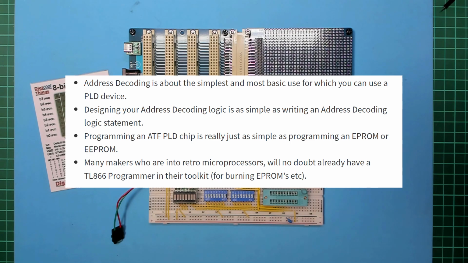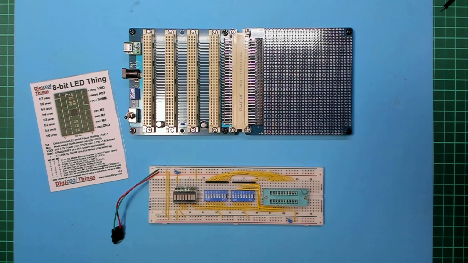I would note the following points. Address decoding is about the simplest and most basic use for which you can use a PLD device. Designing your own address decoding logic is as simple as writing an address decoding logic statement. Programming an ATF PLD chip is really just as simple as programming an EEPROM. Many makers who are into retro microprocessors will no doubt already have a TL866 programmer in their toolkit for burning EEPROMs, etc. So let's look at the design.